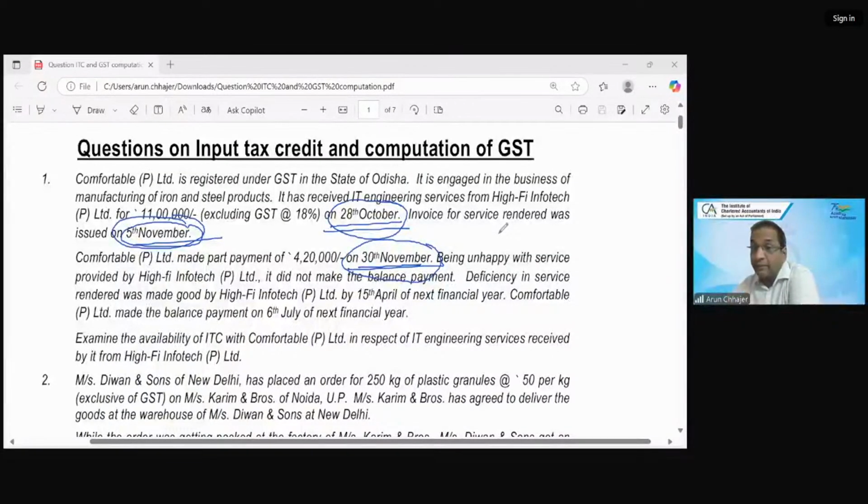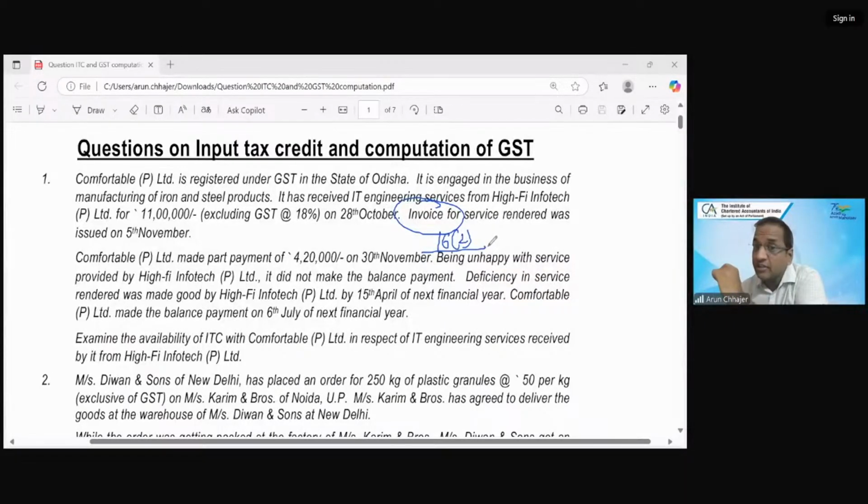Again, my humble request, to all the participants who are present, please participate in the discussion. Most are giving the answer as 5th November. The reason is that if you do not have the tax invoice, you cannot take the ITC. In Section 16, sub-section 2, there are various conditions, and one condition is that you have the tax invoice.